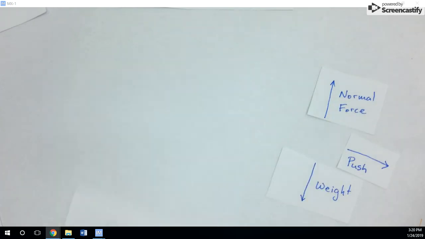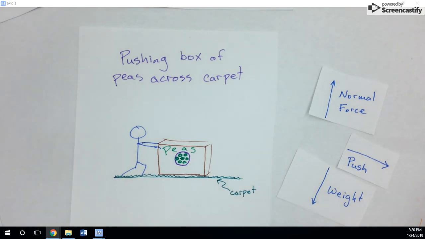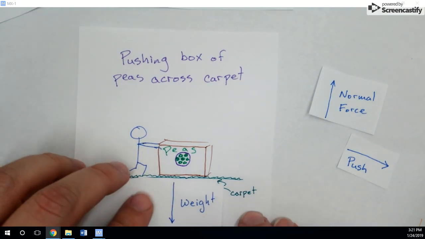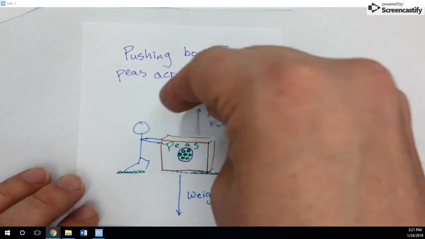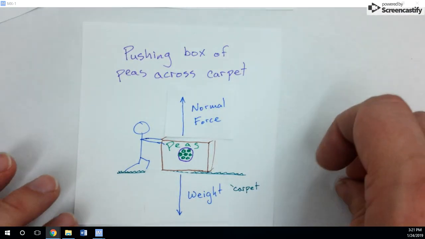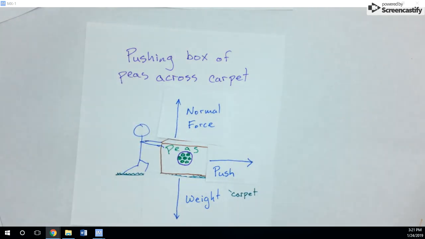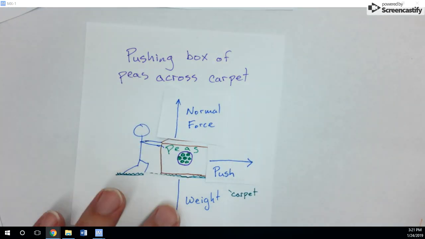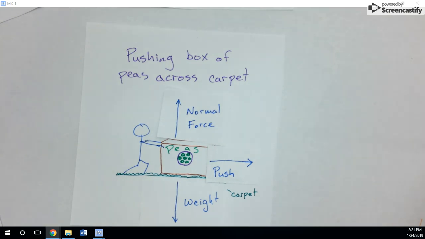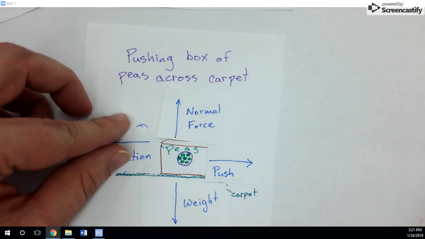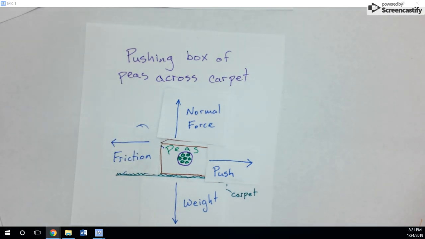Okay. Next one, we're going to take our box of frozen peas, and now we are going to be on carpet. So this time we're going to be very similar to the last one. There will be a weight. There's a normal force. And we're also going to be pushing it. But because we're on carpet, that means there's probably going to be friction. There's going to be some resistance to our push. And so there's going to be a friction force over here. So now we have 4 different forces acting on our one box of peas.